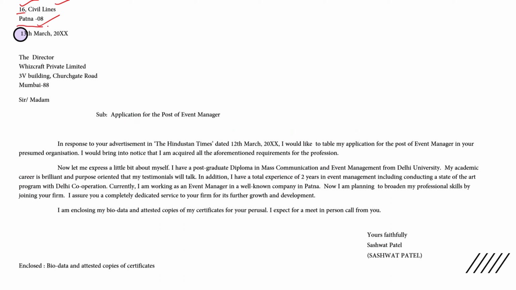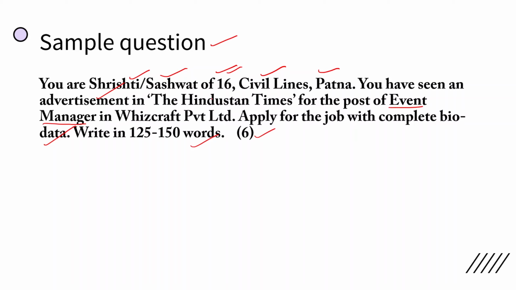Then after leaving a line, write the date here. When you write the date, you use this format: 13 March, then comma, year 2000 something. Like this you can write. Then the director, Wishcraft Private Limited, 3V Building, Churchgate Road, Mumbai, 88. So the Wishcraft Private Limited is given there, and we added some additional information. Okay.